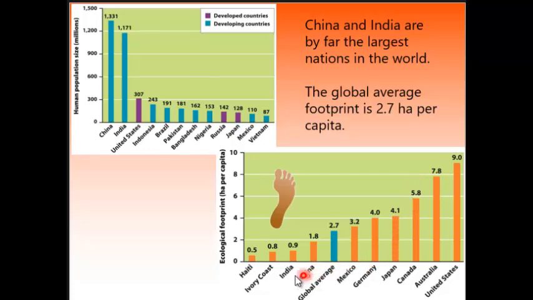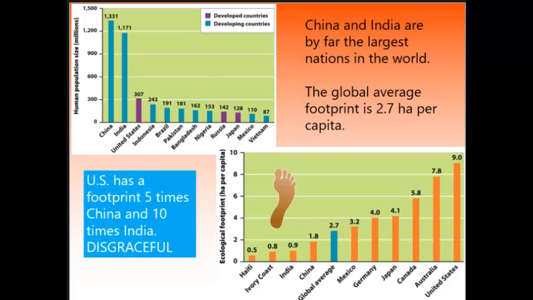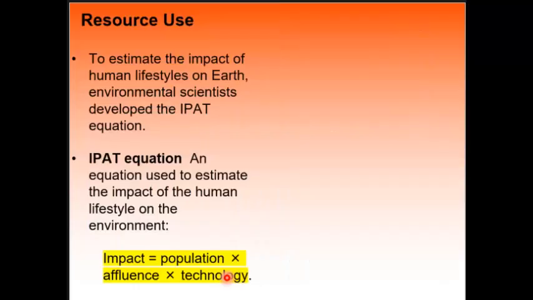Now notice the people that are in the less developed countries and how small their footprint is. So again, notice that that largest footprint is not the same as the most populous countries. The most populous countries have the smaller footprints. And the US has a footprint that is 5 times China and 10 times that of India. It's horrible. Okay, so for measuring resource use to compare countries, we use something called the IPAT equation.